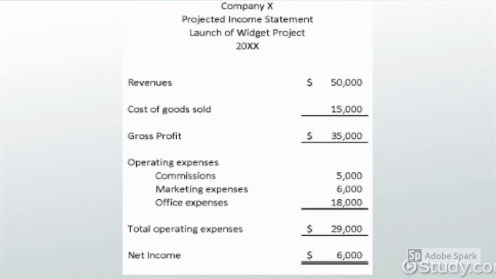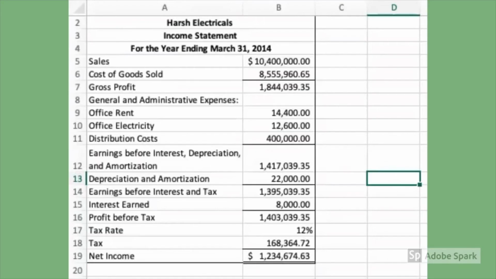A projected income statement is an estimate of the financial results that you can see in your business in a future period of time. It's often looking at the revenue, your cost of goods sold, and your operating expenses, and that's where your product versus period cost will come into play. You're just looking at how your business will look in the future. So now we'll take a look at a projected income statement for Harsh Electricals for the year ending March 31st, 2014.